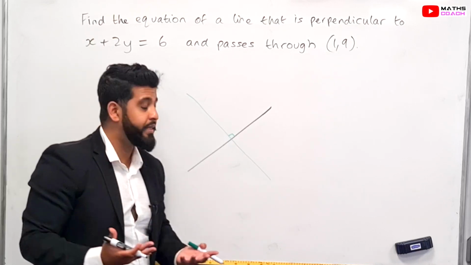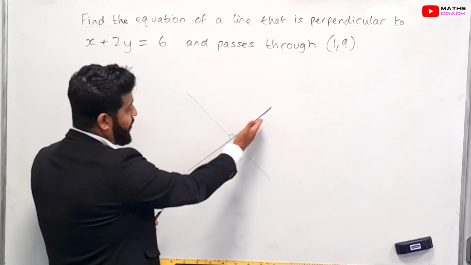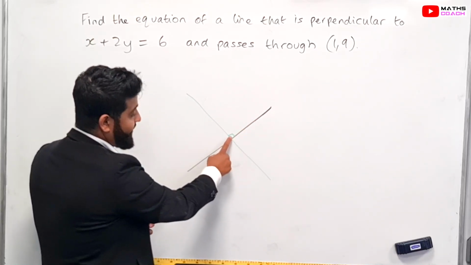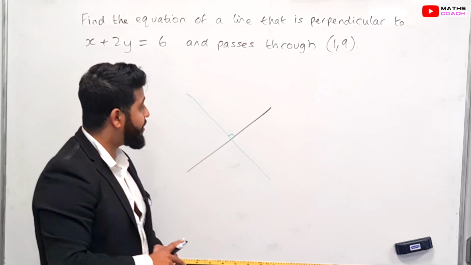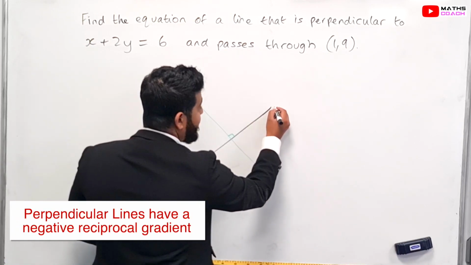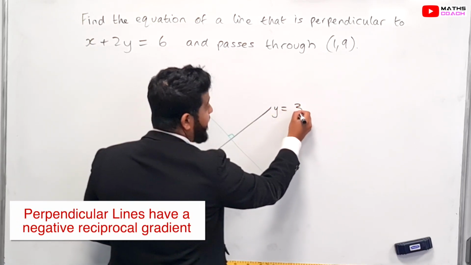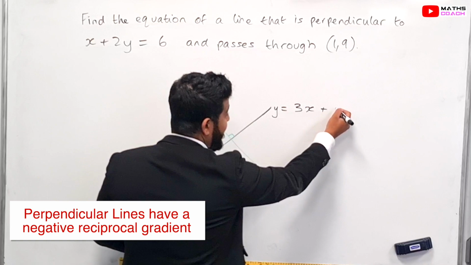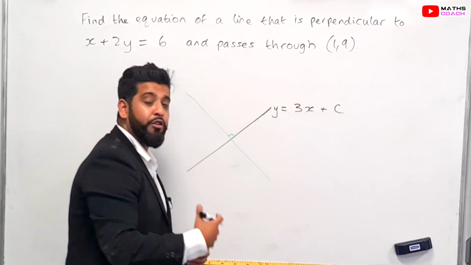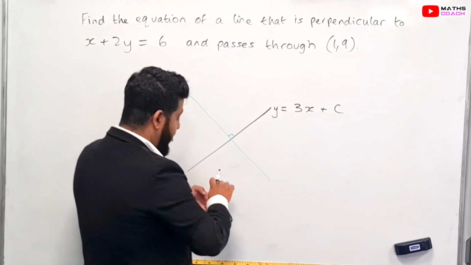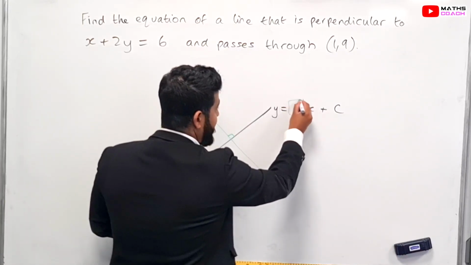So what are perpendicular lines? Perpendicular lines are when two lines meet each other and have a right angle between them. And what's significant about their gradient? Well, for example, if the equation of one of them is, let's say, y equals 3x plus c, because that could be any value, then the gradient of this one currently is 3.